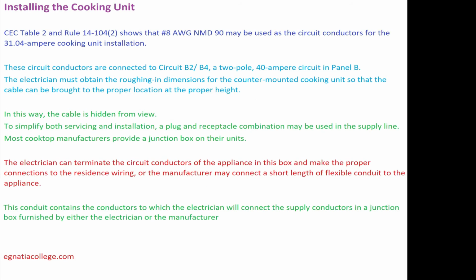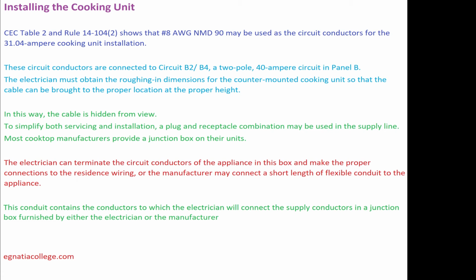Installing the cooking unit. CEC Table 2 and Rule 14-104-2 show that number 8 AWG RW90 may be used as the circuit conductors for the 31.04 ampere cooking unit installation. These circuit conductors are connected to circuit B2/B4, a 2-pole, 40 ampere circuit in panel B.